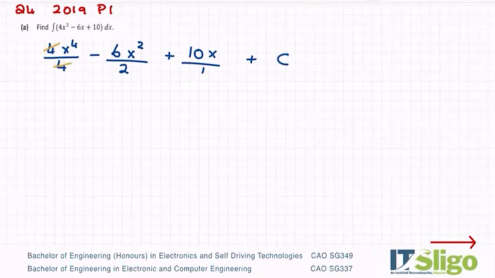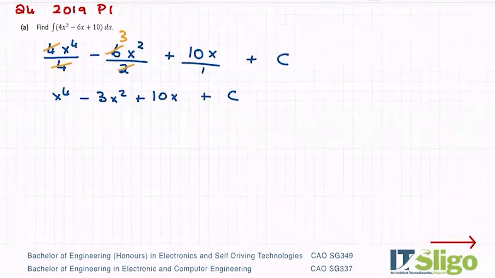So tidy it up then, the 4's would cancel. So you'll get x to the power of 4. 2 goes into 6 3 times, so minus 3x squared plus 10x plus c. Okay.